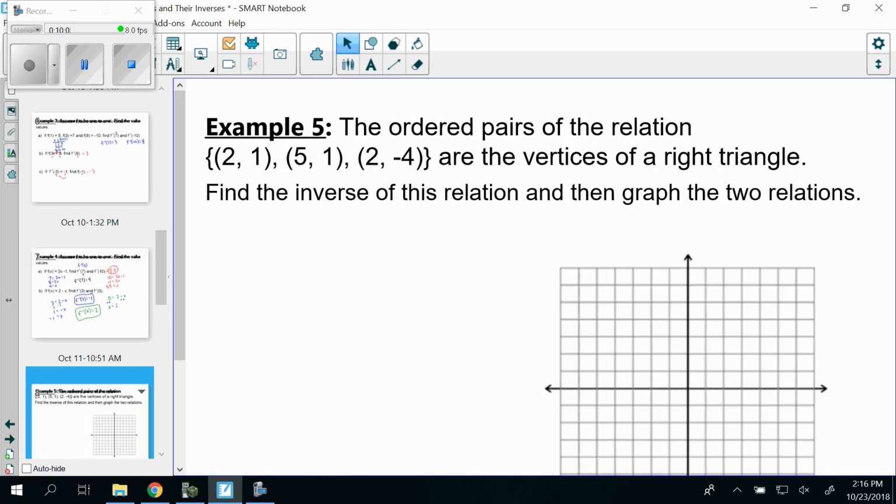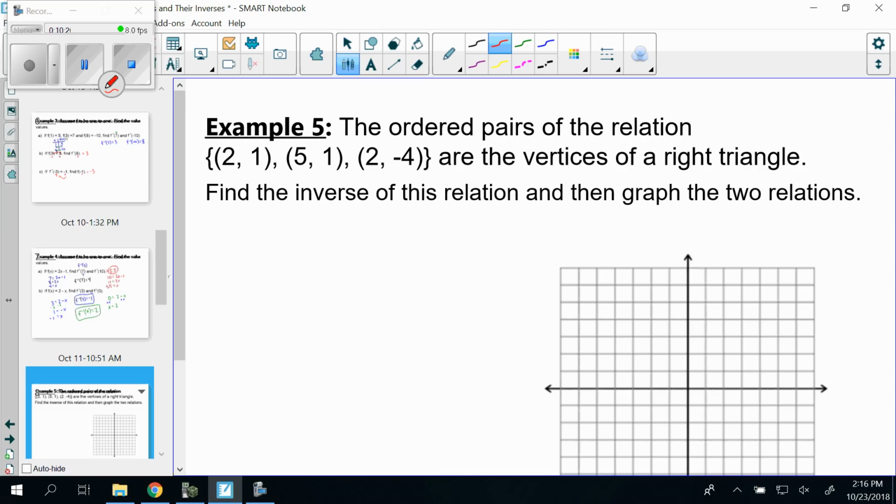All right, for this one, they give us three ordered pairs that are part of a triangle. This would not be one-to-one because we have repeated y values here, but we can still find the inverse even though it's not a one-to-one function. So first let's graph those points.